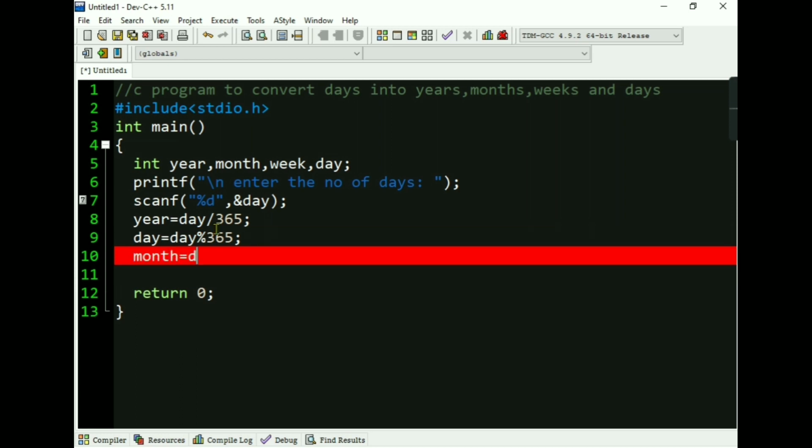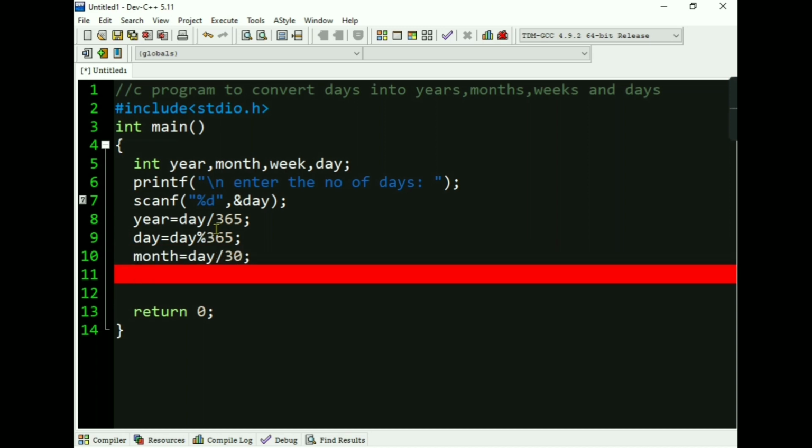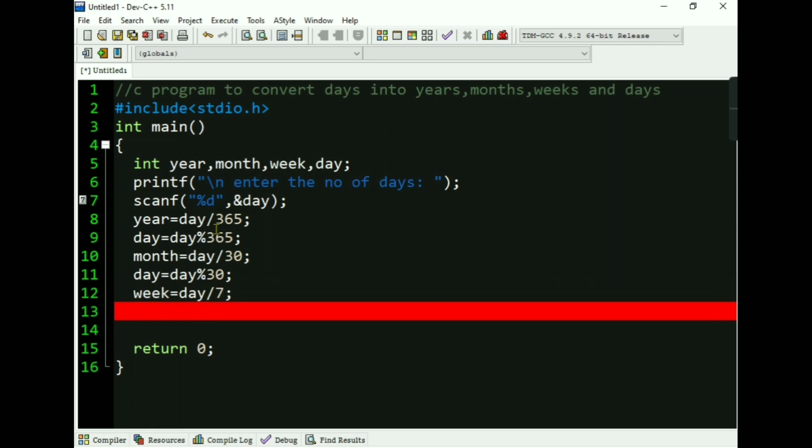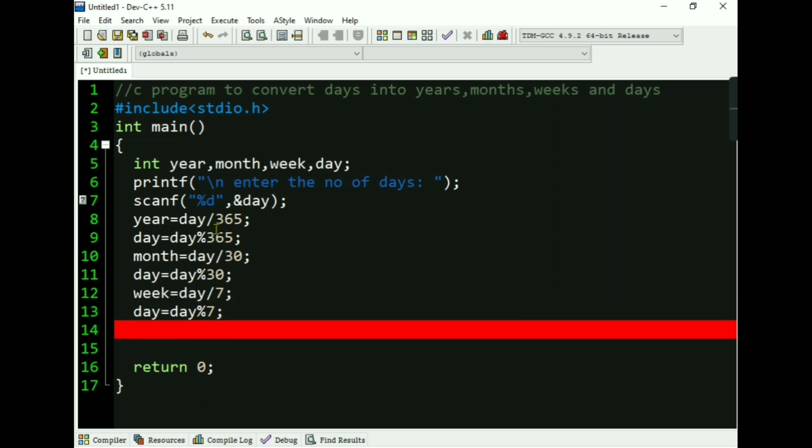Okay, now it's time to calculate month. So we write month equals day divided by 30. Okay, now it's time to free up the day from the month. For that, day equals day modulus 30. Now it's time for week. week equals day divided by 7. And to free up the day from the week, we will write day equals day modulus 7. Okay, now the content of day is only days, not year, month, or week.